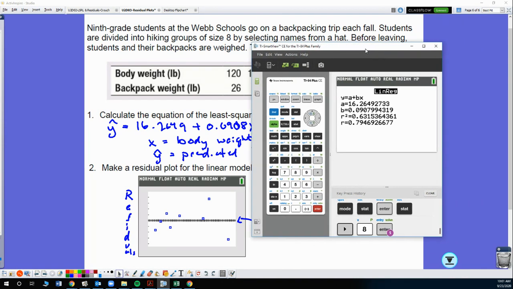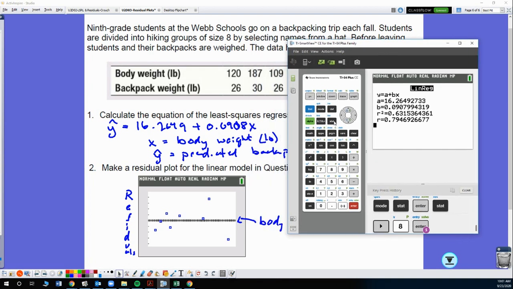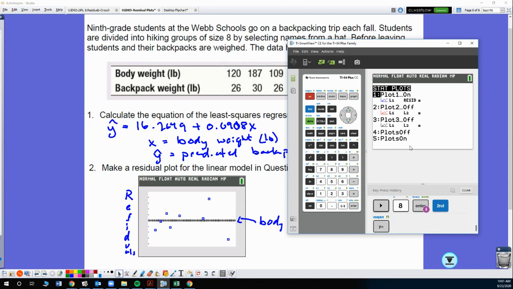Now, that gives us our least squares regression line. There's my A value, my B value, just like I already have. It also gives you your R, your correlation that we've been talking about. It's important that if you don't have your diagnostics turned on, that you do that. So let me know if you need help on that. The only other thing that I want to show you here is, how do I get a residual plot? So to get the residual plot, we need to turn on our stat plot. So second y equals, that goes to our stat plot.